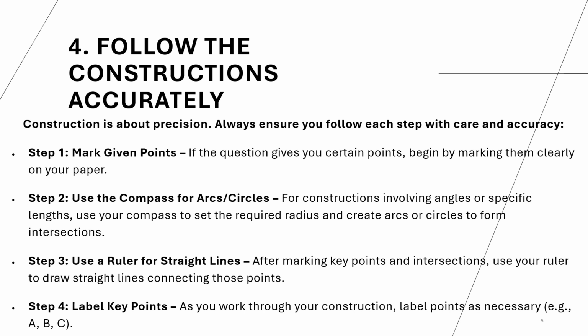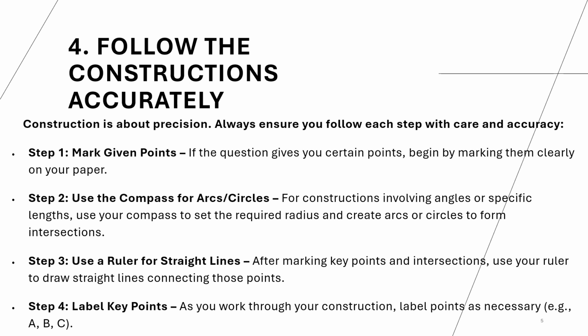Follow the construction accurately, meaning that construction is about precision, and always ensure you follow each step with care and accuracy. So step 1, mark the given points. If the question gives you certain points, begin by marking them clearly on your paper. Step 2, use a compass for an arc, semicircle or circle. For constructions involving angles or specific lengths, use your compass to set the required radius and create an arc or circle to form intersections.